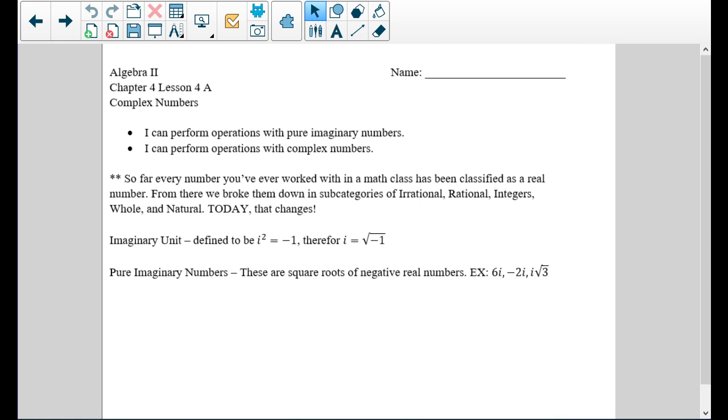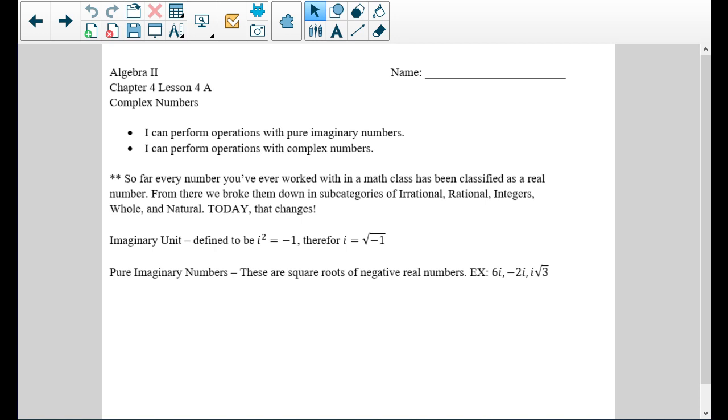Okay, so typically we've all worked with real numbers. Today we'll break down subcategories of irrational, rational, integers, whole, and natural. Okay, so today we're getting rid of the real numbers. We're going to talk about imaginary numbers.